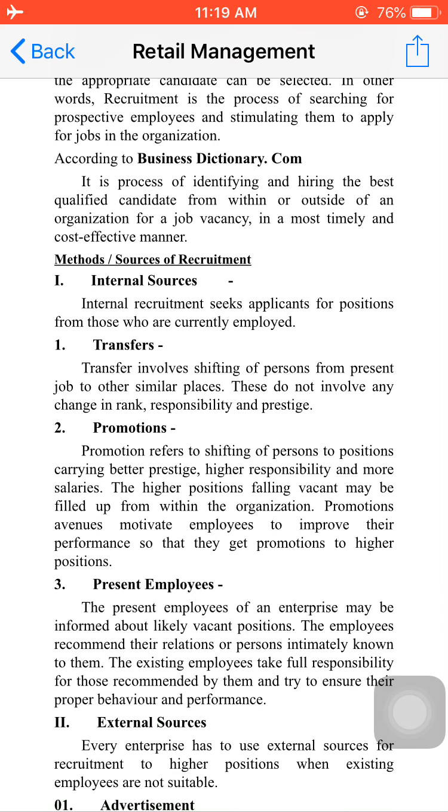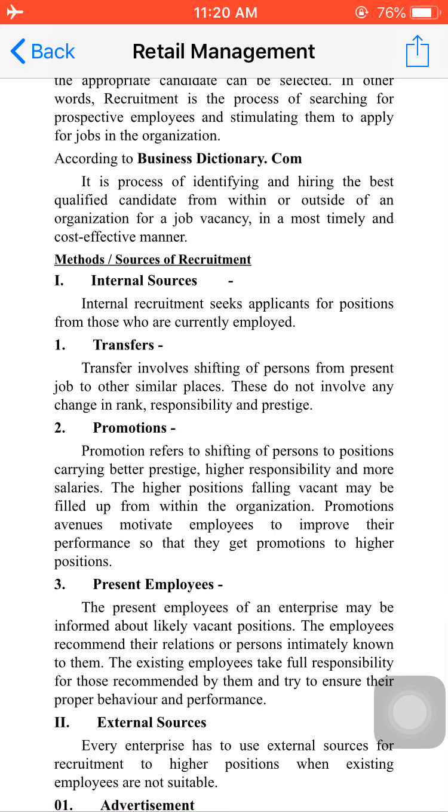Methods or sources of recruitment. What are the different methods of recruitment, or the different sources of recruitment? It is mainly classified into two things: internal sources and external sources. Under internal sources, you have three things. One is transfers, the second is promotions, and the third is present employees.